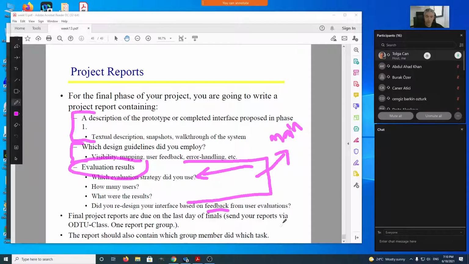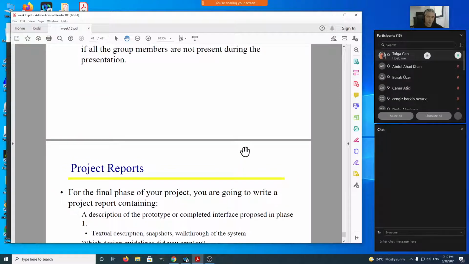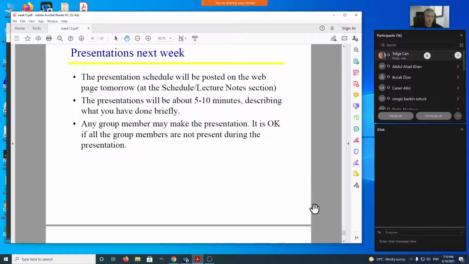Okay. Also, if it's a group project, there should be a section about how you divided the tasks of the project among the group members. You should have a section if it's a group project. All right. So this is what I expect from the final project reports.